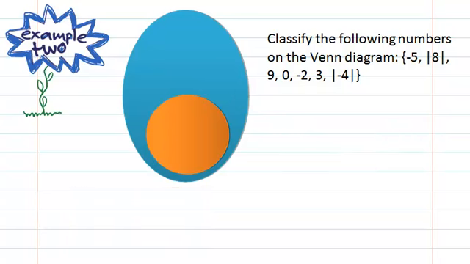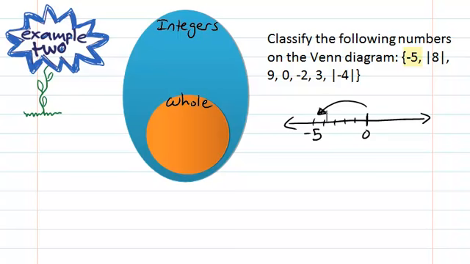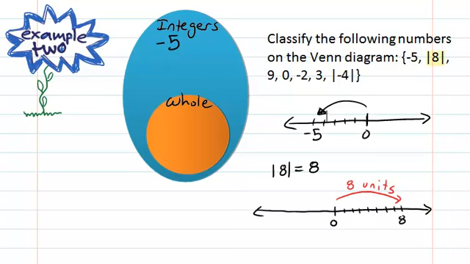So let's identify whether each of these numbers is a whole number or an integer. Let's start with -5. -5 is not a whole number because it is negative, which means that it is left of 0 on the number line. So -5 will be placed in the integer section. That's the blue only section of the Venn diagram. The absolute value of 8 is the distance from 0 to 8 on the number line, which is 8. 8 is a whole number, so it goes in the whole numbers category of the integers section, which means it goes in the orange circle.